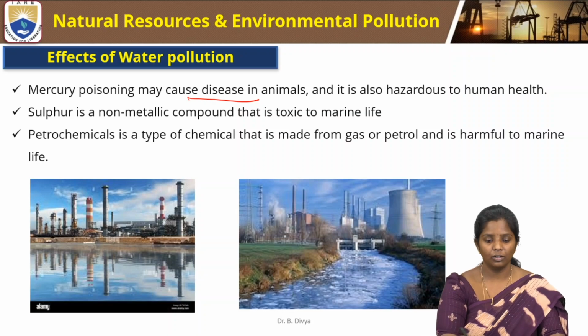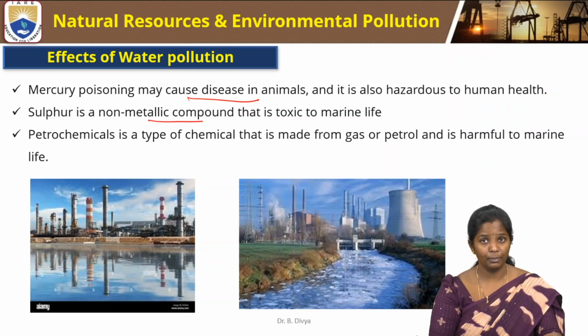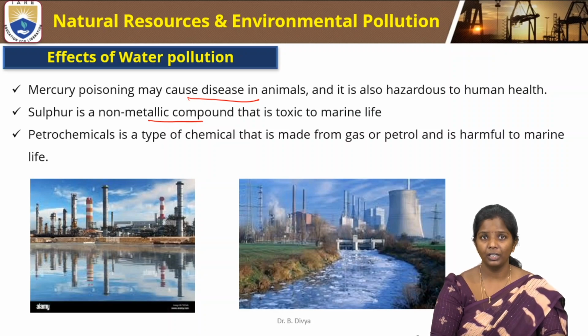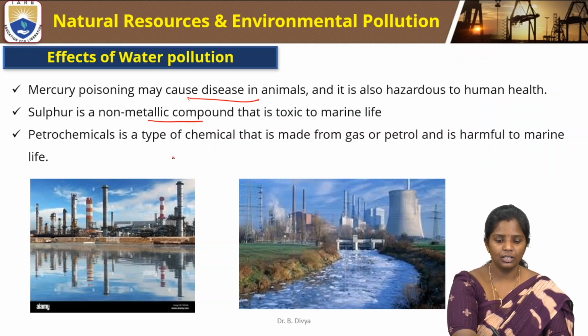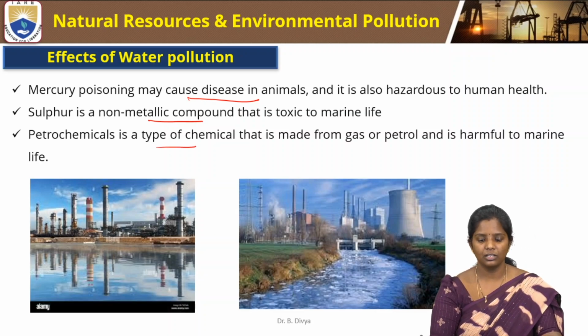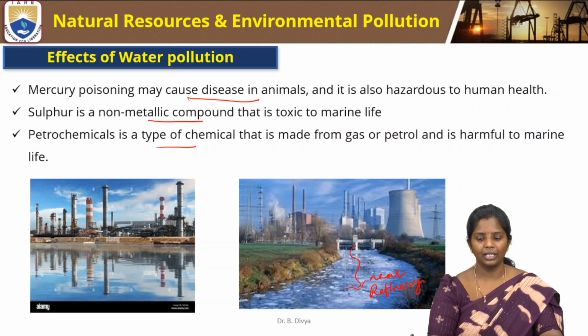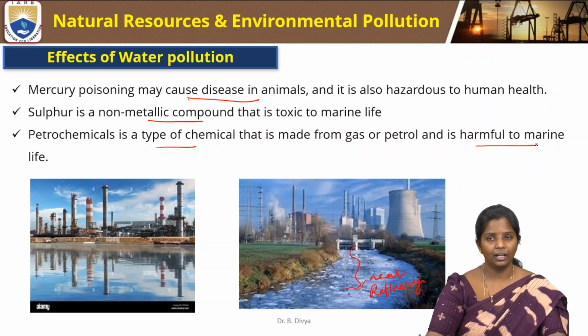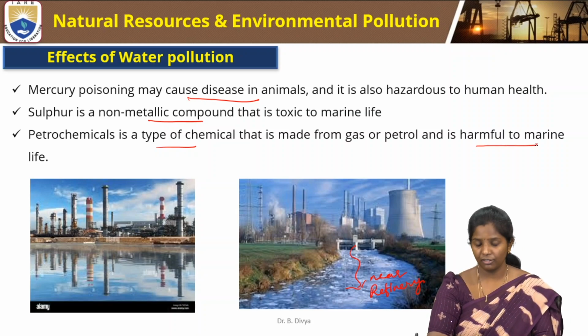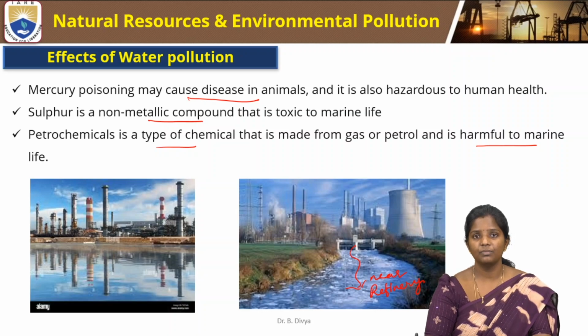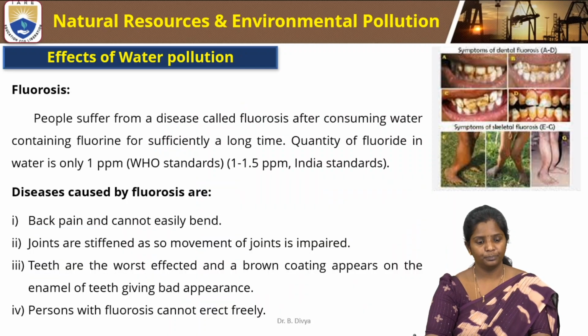Sulfur is also another non-metal. So other than metal, sulfur is one of the non-metals that is also toxic to marine life and also humans. And petrochemicals are a type of chemical that is present in the form of gas or petrol. So the water bodies near refineries are really affected because of these petrochemicals or the gas, and it is harmful to marine life. Marine life is nothing but the fishes or any other living organisms in the marine.